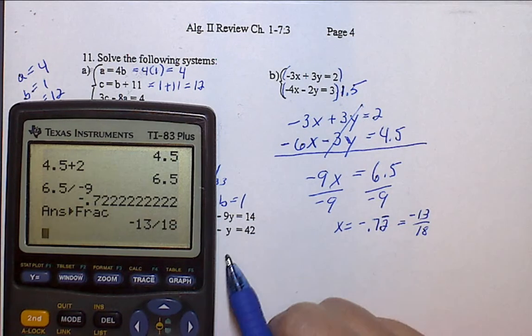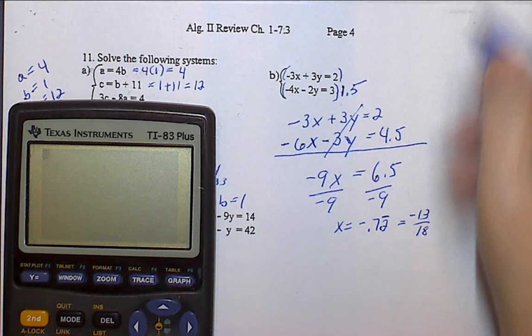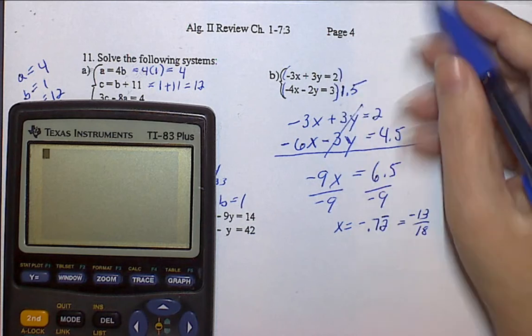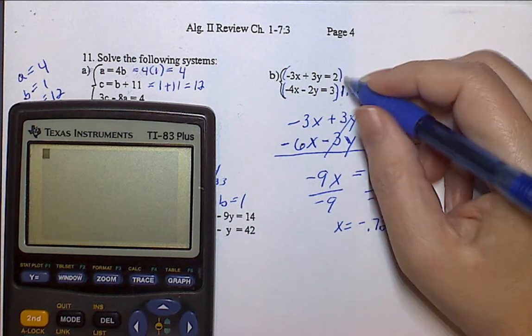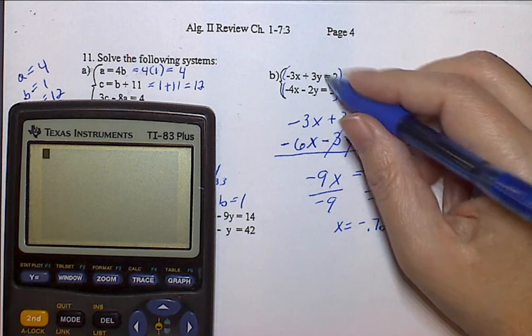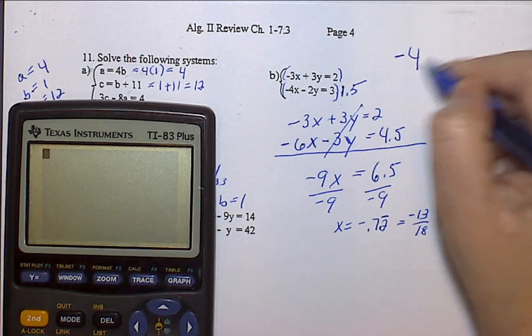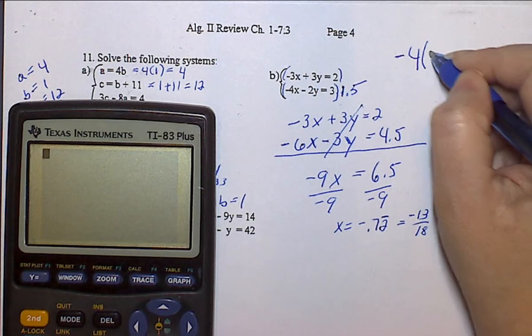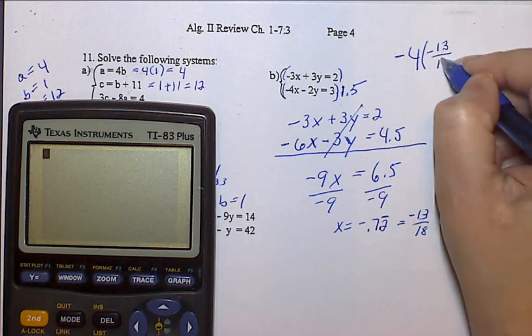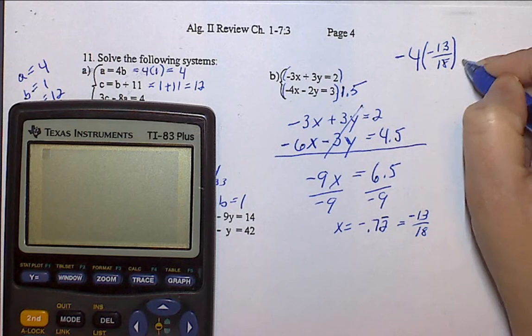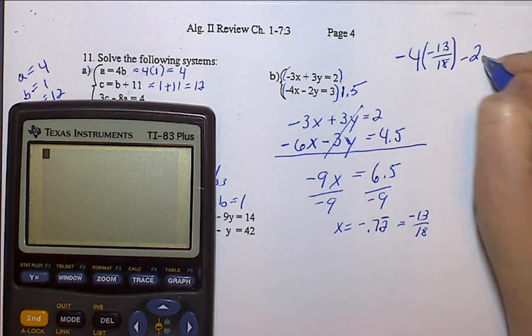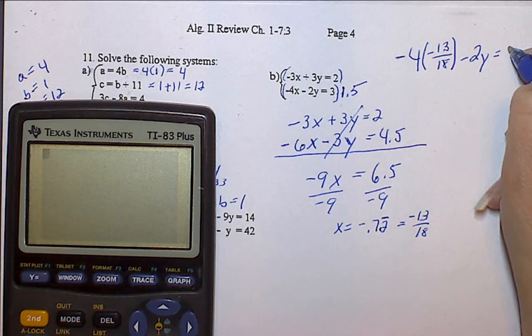Alright, so now I have to find out what y is. I have to put in my x for one of these two. So I'm going to put in my x on the bottom one. You could do the top one, but I'm going to put it in the bottom. So I have negative 4 times my x, which is negative 13 over 18, minus 2y is equal to a 3.